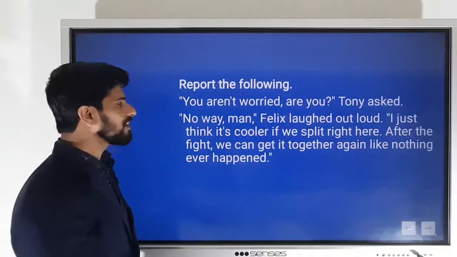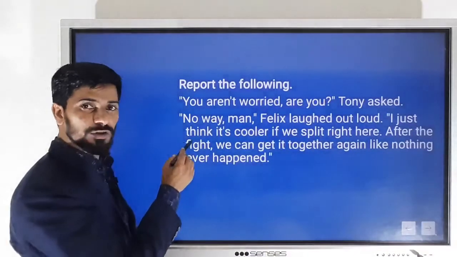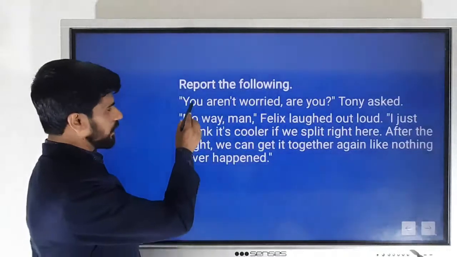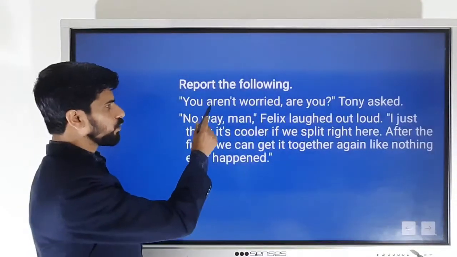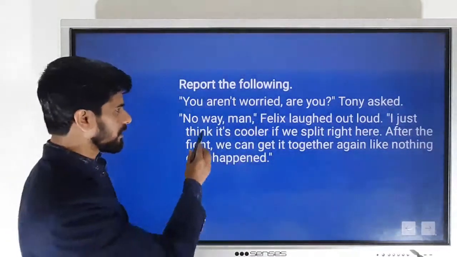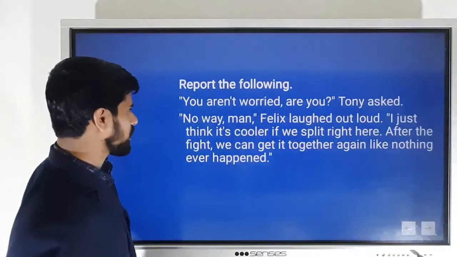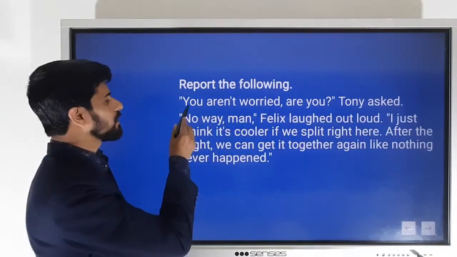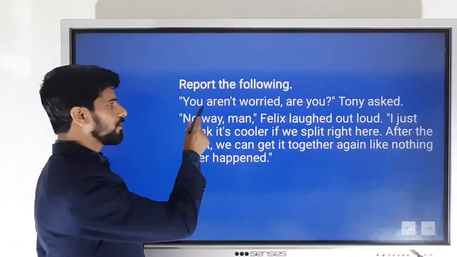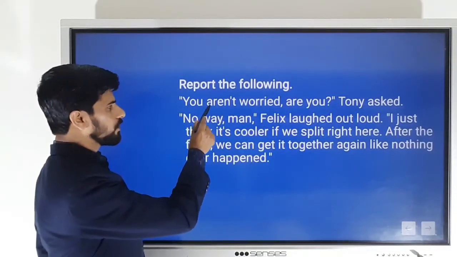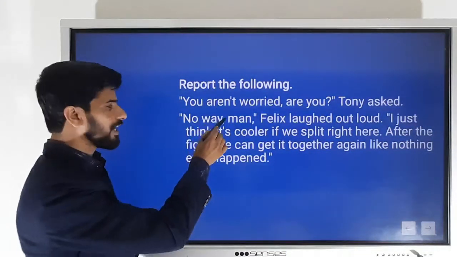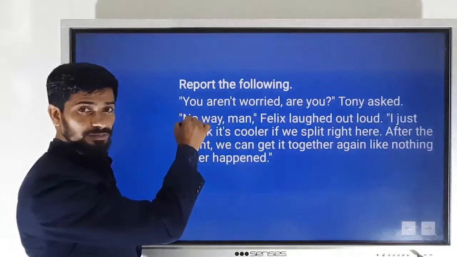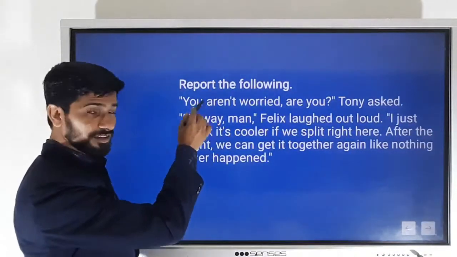Tony asked. Then you can write, Antonio asked Felix if he was worried or not, right? If he was worried or not, as it is a tag question, you can add or not, right? So Antonio asked Felix if he was, so instead of you, you can write he, and aren't, the past form of are, and as it is suitable to the subject, he wasn't, was, right?